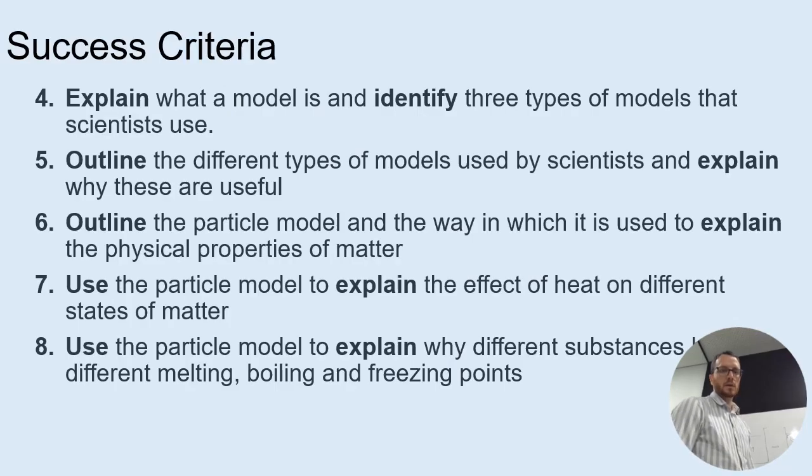So these are the areas we're going to look at today. Explain what a model is, identify three types of models that scientists use, outline different models and explain why they're useful, outline the particle model, so we're using that to explain the properties of substances, and then using that to explain the effect of heat on different states of matter, and lastly using it to explain why different substances have different melting, boiling and freezing points.